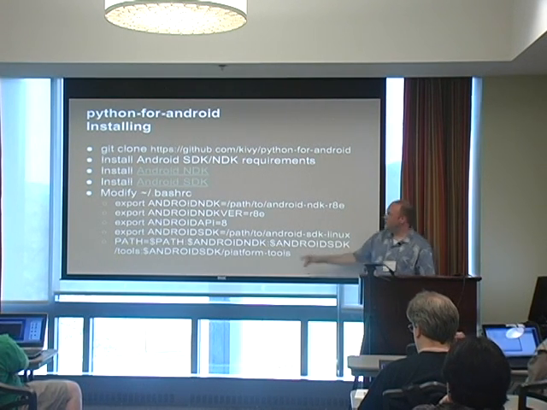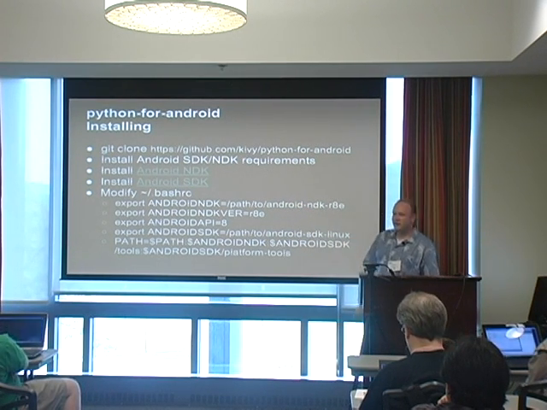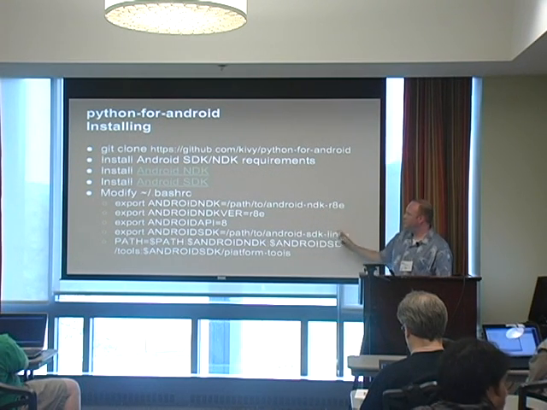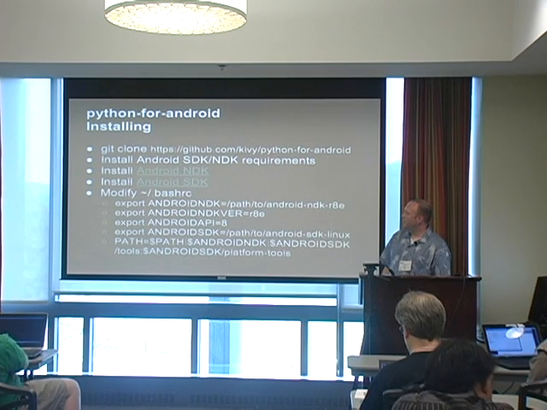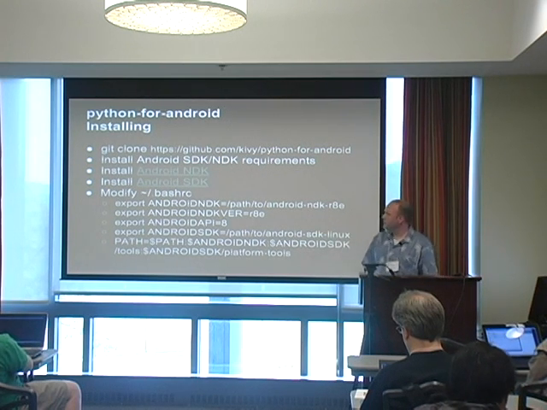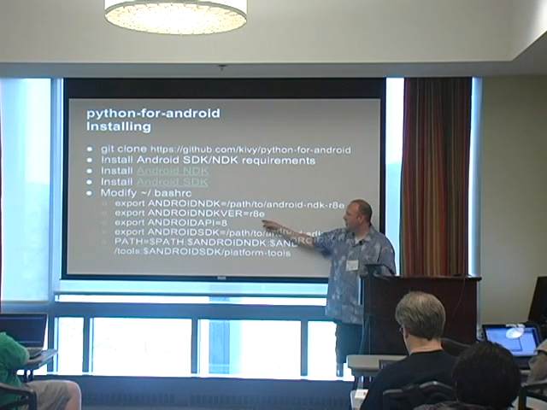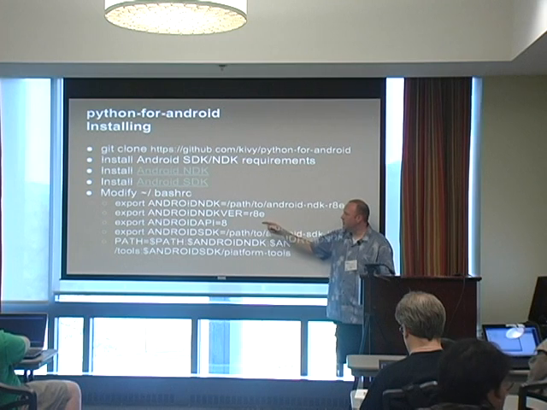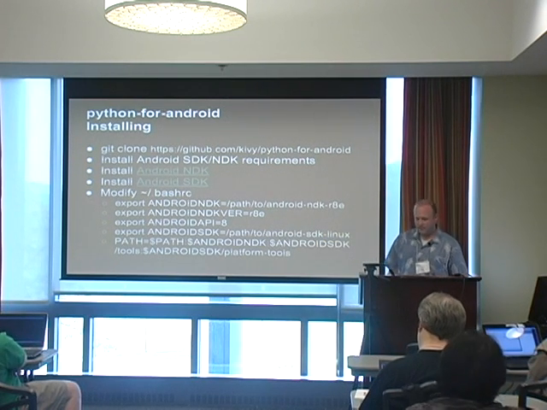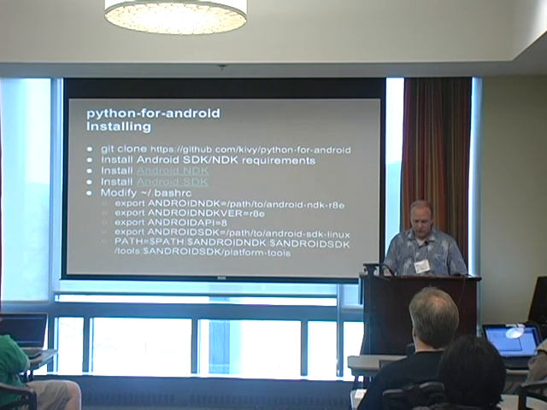And then once you've installed the NDK and SDK, you go into your bashrc, your settings, and you set the paths to those. When you run Python for Android, it reads those environment variables to figure out where the NDK is, where the SDK is, and what NDK version and API version you're using. So these are important for Python for Android, and it's an easy step to forget too.